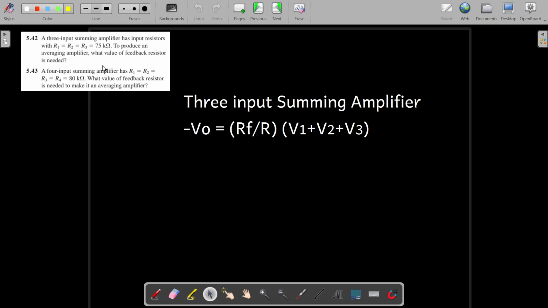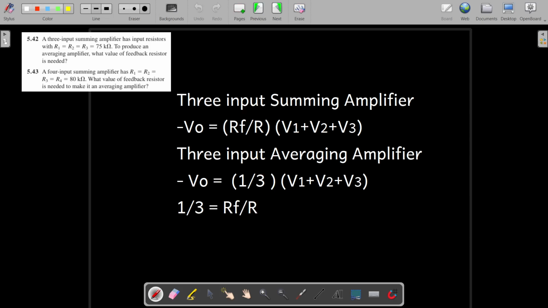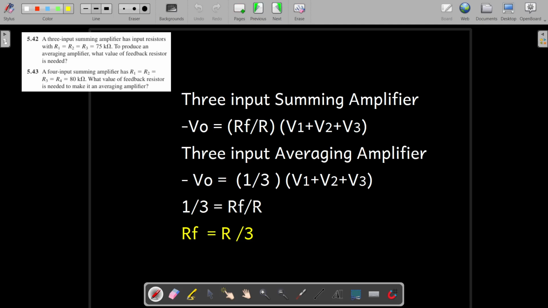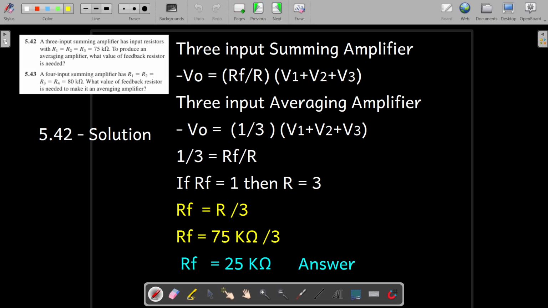So for the 3 input summing amplifier, that is for this 5.42, the formula is minus V0 is equal to RF divided by R into V1 plus V2 plus V3. So in this we need to bother about this RF by R only. For a 3 input averaging amplifier, this RF by R becomes 1 by 3. So you can write 1 by 3 is equal to RF by R, RF is equal to R by 3. So RF is asked. You can substitute for R the value 75 kilo ohm, which is given here. So 75 kilo ohm divided by 3 means you'll get the answer as 25 kilo ohm.